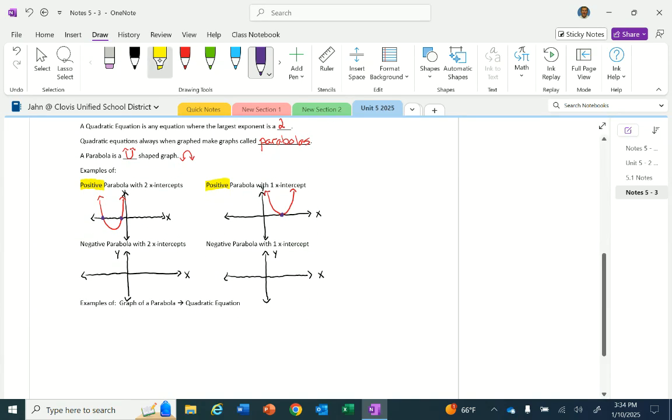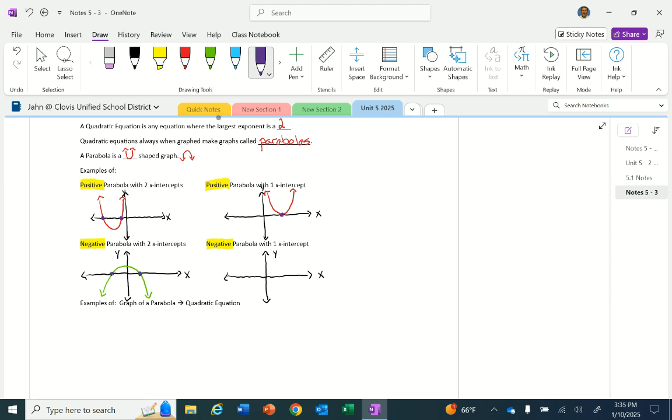Okay, the next ones would be a negative parabola with 2 x-intercepts, and then a negative parabola with 1 x-intercept. So if a positive parabola means that the parabola is going upwards, then a negative parabola would obviously mean that the parabola is going downwards. And to draw a negative parabola that has 2 x-intercepts, you would just make a parabola that is going downwards, and it touches the x-axis at 2 different distinct points, like there and there.